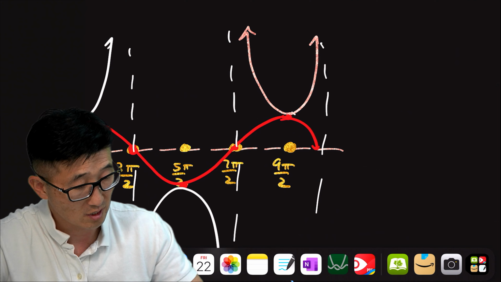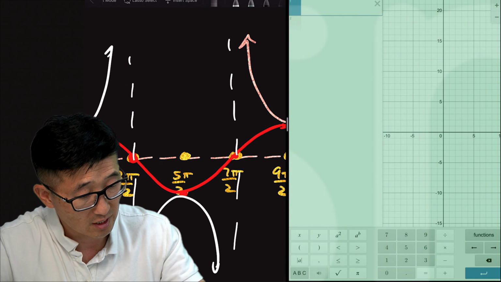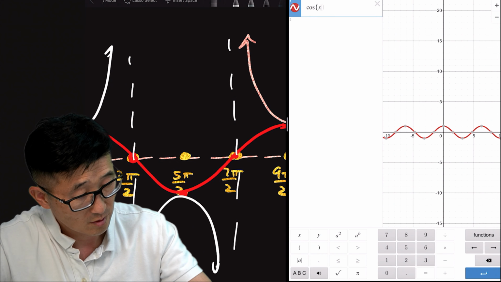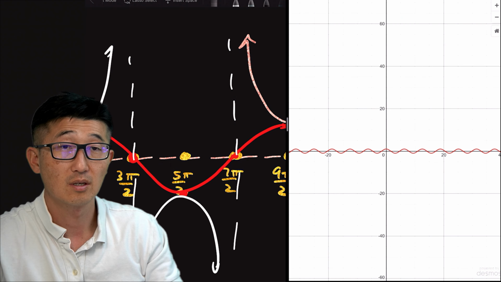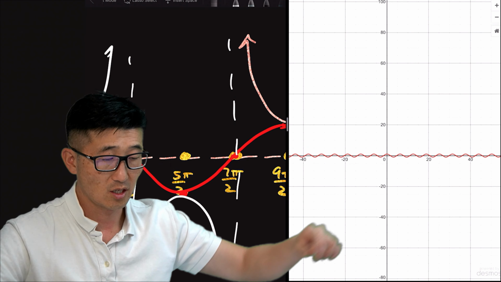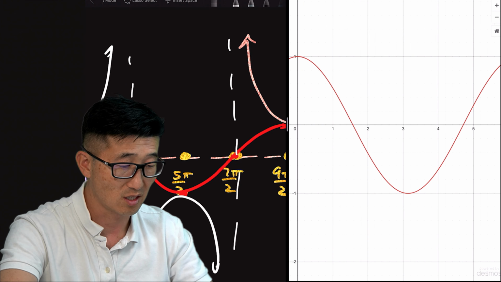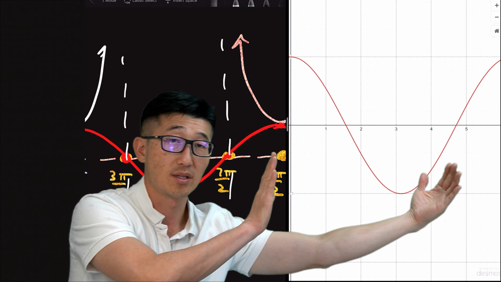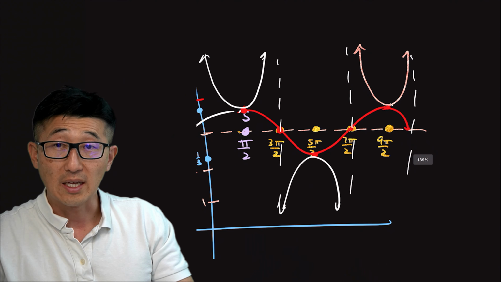So if I show you the Desmos graph, cosine or sine, you see this? Yes. It just keeps going. Yeah. And so we're just looking at it like this. You see it? Yeah. So that's one period. Okay. So that's your sine and cosine.